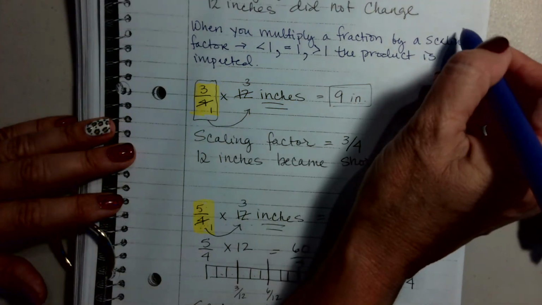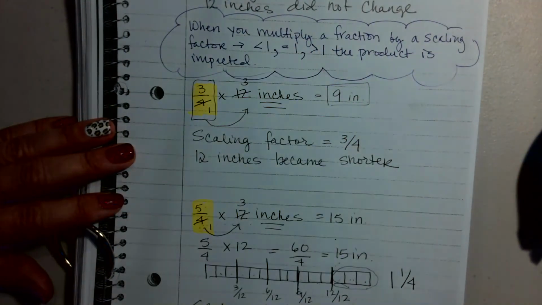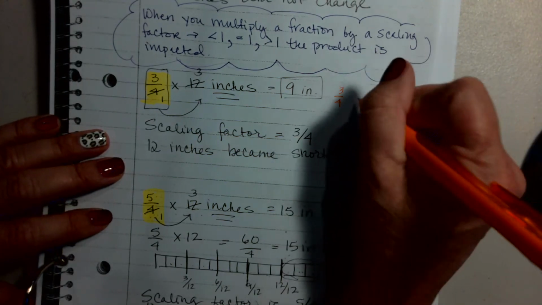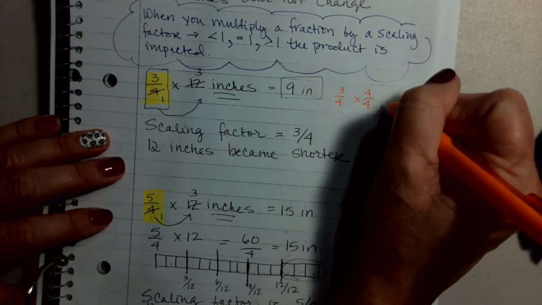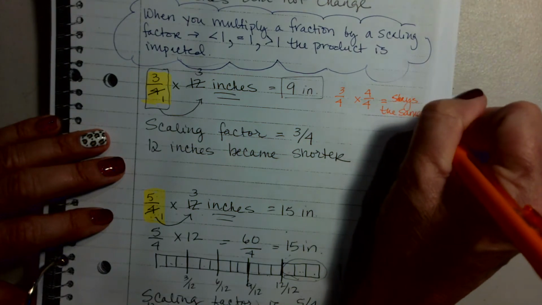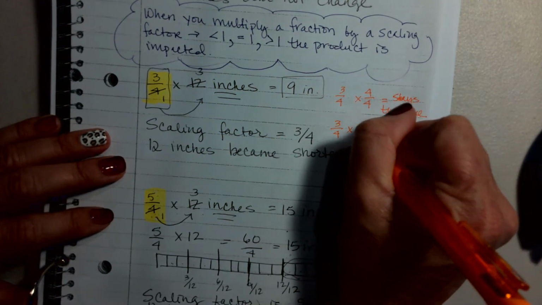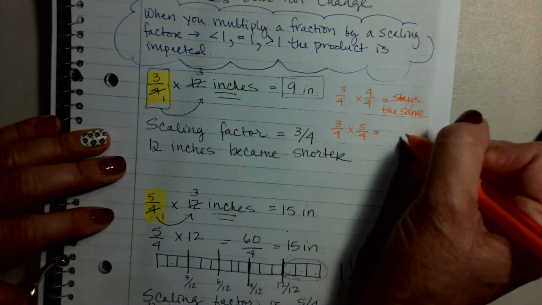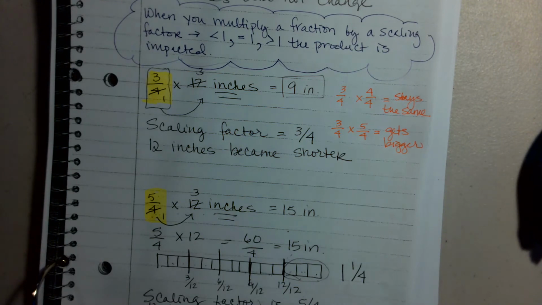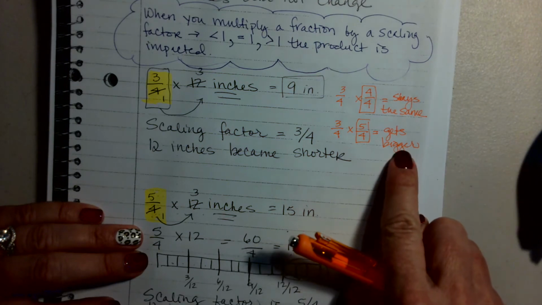All right, now I'm going to change colors and we're going to write something out. So if I have 3/4 and I multiply by 4/4, the product what? Stays the same, right? If I have 3/4 and I multiply by, let's say, 5/4 again, the product what? And when the product over here, it gets bigger. So this is the big idea of this entire lesson: do you understand the scaling factor and how the scaling factor impacts the product?